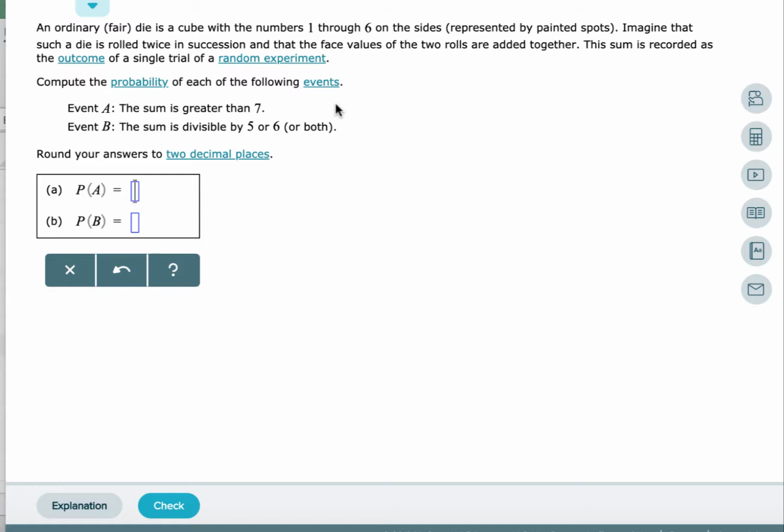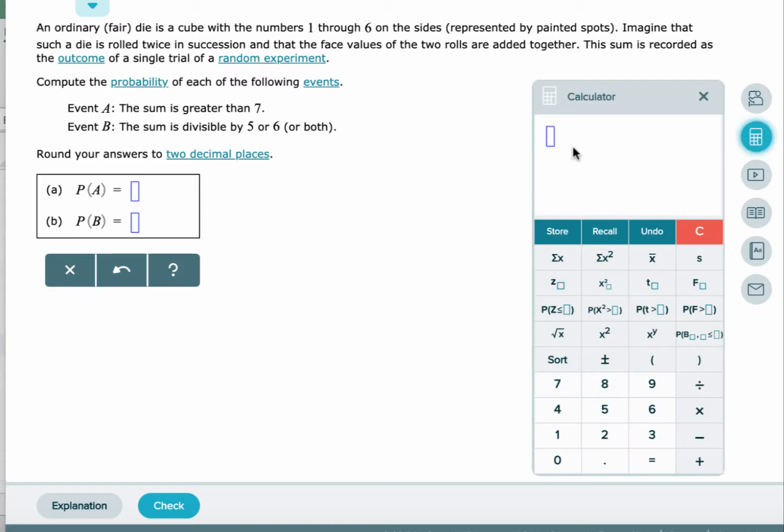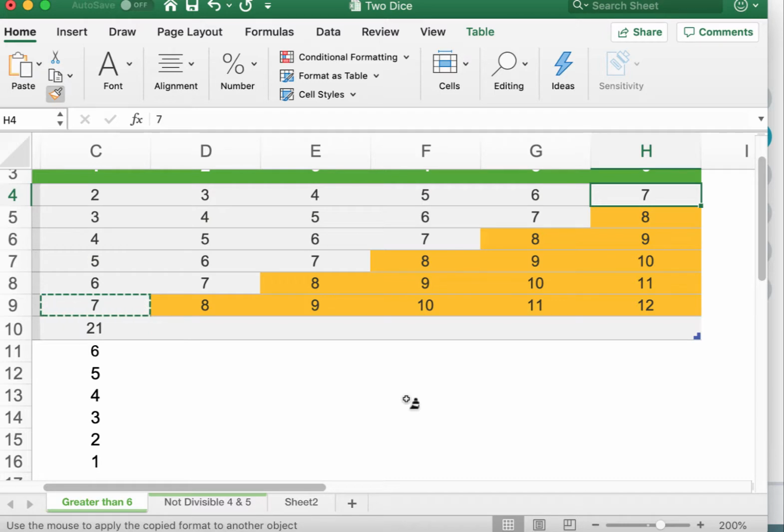So I'll open up the Excel spreadsheet and highlight all the sums that are greater than 7. And that we know is going to be 8, 9, 10, 11, and 12. Those are all numbers that are greater than 7. So I've opened up Excel and I've highlighted those sums that are greater than 7. And when we count those values, we have the following.